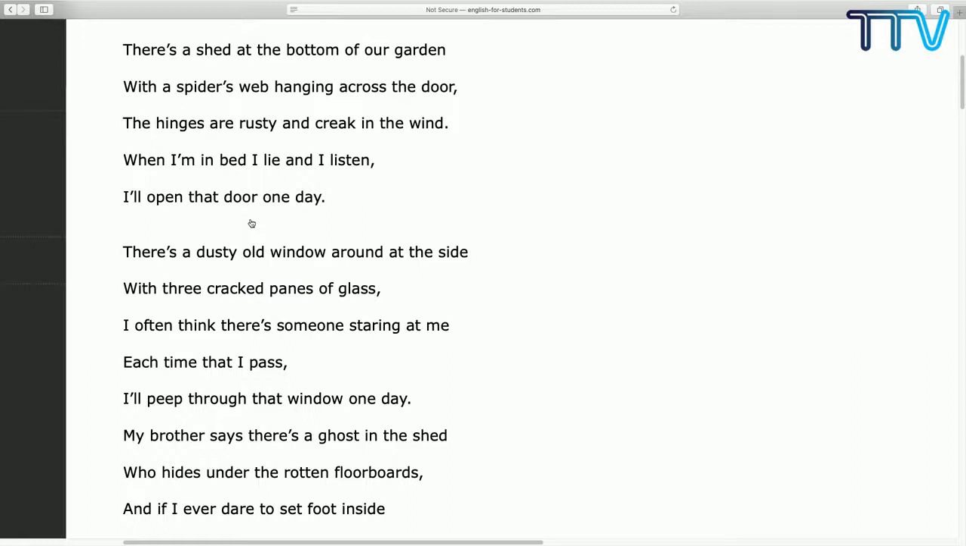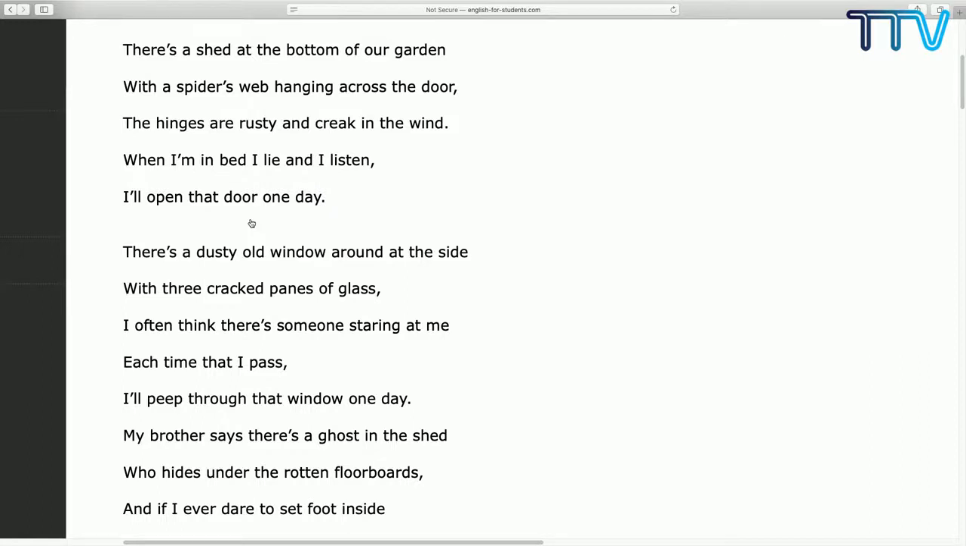There are so many words related to seeing. For example, you see the spider web hanging across the door, you see the hinges getting rusty, and you also have the word related to hearing, creak. The rusted things, when the wind blows, will produce so many strange sounds, creaking sounds like this. Now go to the second stanza.